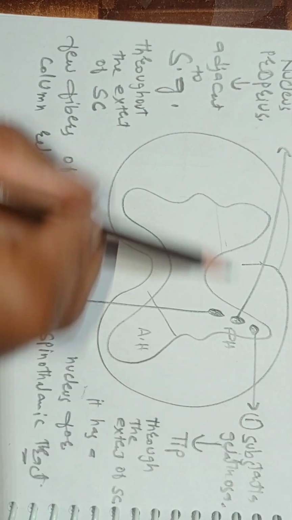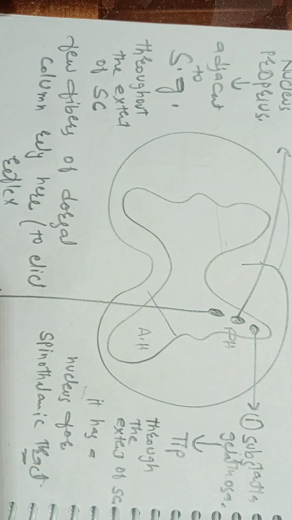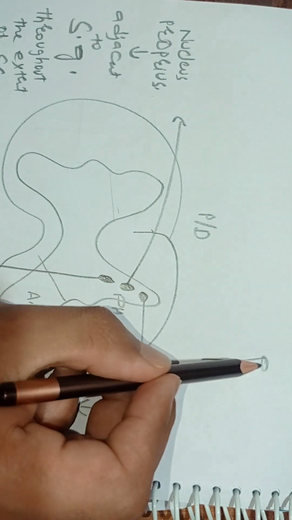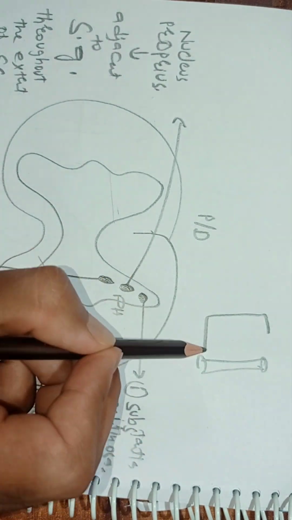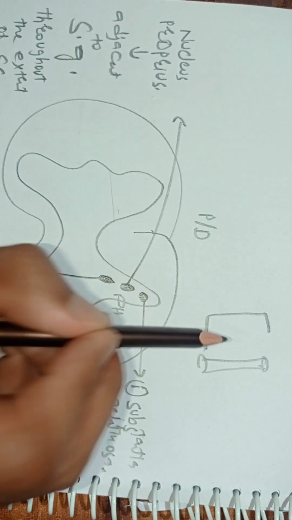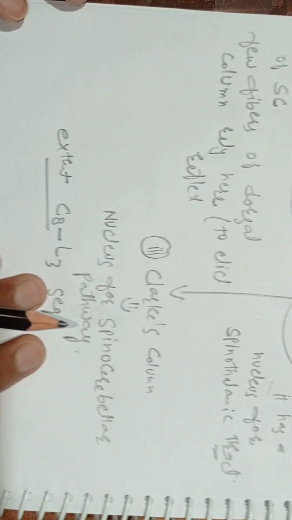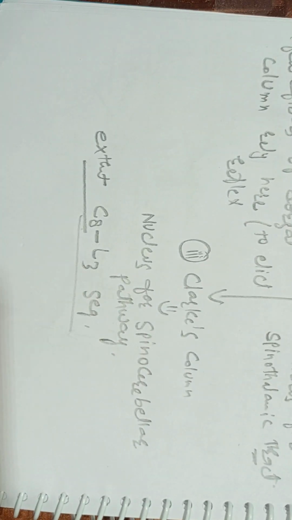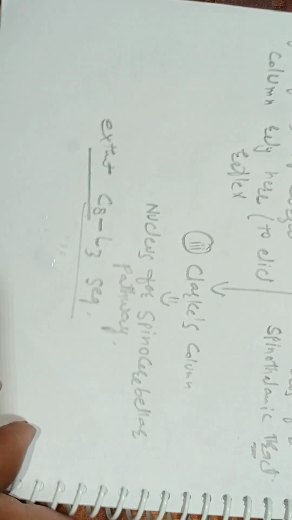Unlike the substantia gelatinosa and nucleus proprius, which are present throughout the spinal cord. This is the extent of the spinal cord. Throughout the extent, we have the substantia gelatinosa and nucleus proprius. But the Clark's column is present only in C8 to L3 segments. Moving forward.